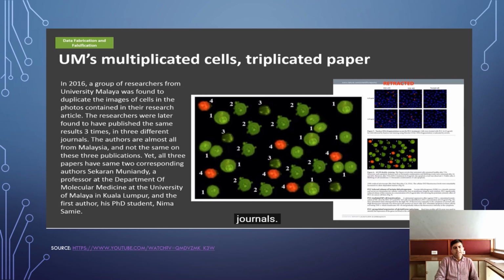And at the University of Malaya, a duplicate image of cells was found in the work of a PhD student and other researchers, so the papers were detected.